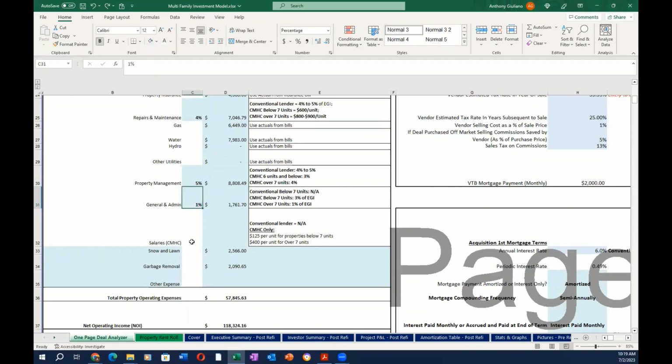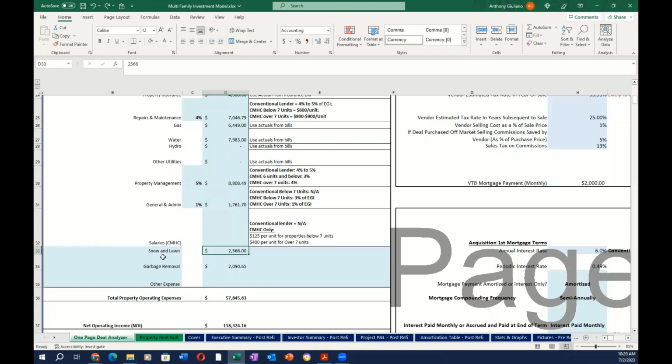General admin is another line item that conventional lenders will generally include in their underwriting assumption, and that's usually about 1%. And it depends, really. Some conventional lenders will not include it. CMHC will include it, but it's a percentage of effective gross income. Salaries on the property, this is just an allocation. It may be applicable to your property, it may not.